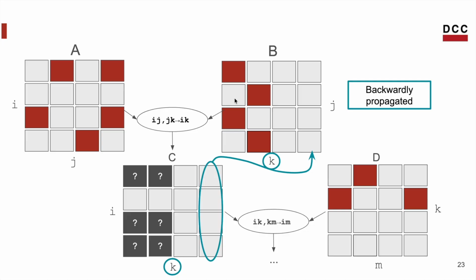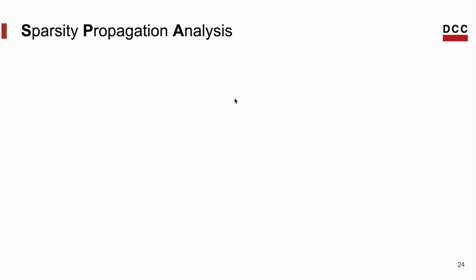So the sparsity of my output dimensions, the dimensions of my output tensor, is propagated backwardly to the input tensors. So we have developed a sparsity analysis, a static analysis to propagate sparsity, which we call sparsity propagation analysis, or SPA. And SPA takes any dimensional tensors, and the analysis will compute an abstract state for each tensor, which will be a collection of what we call sparsity vectors.